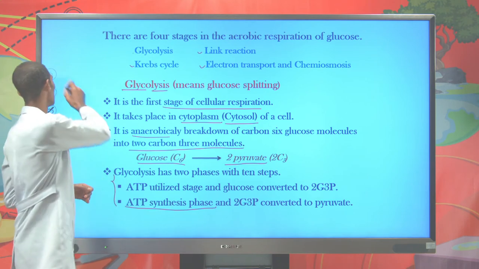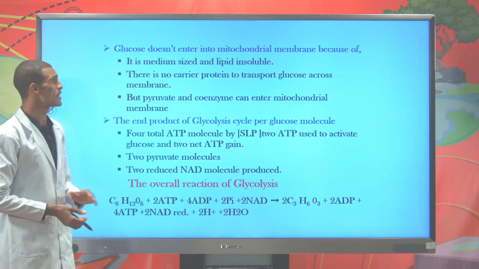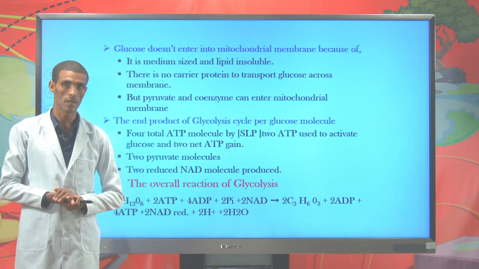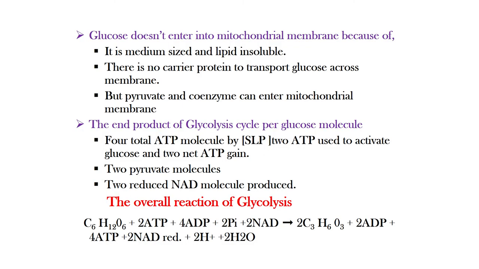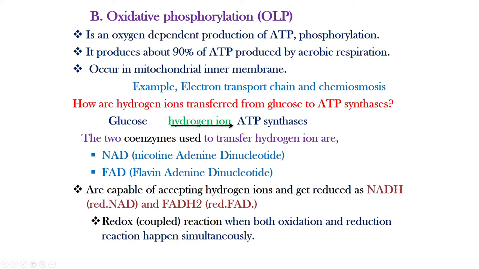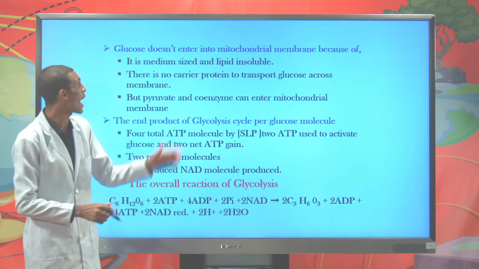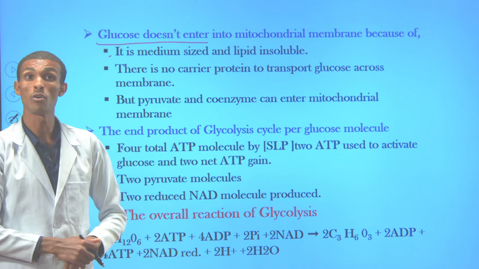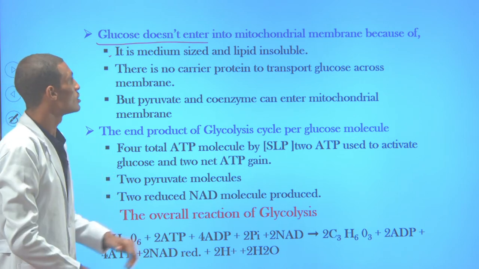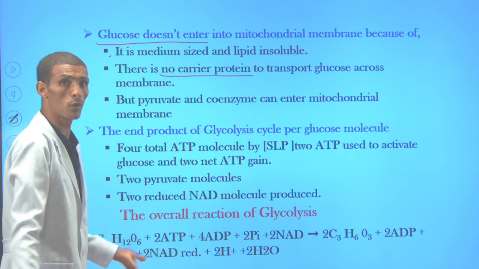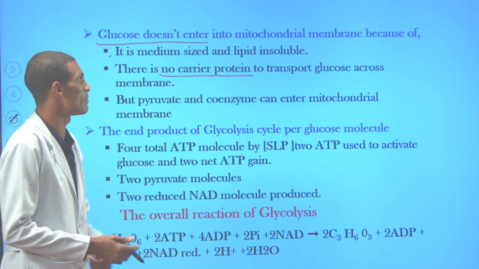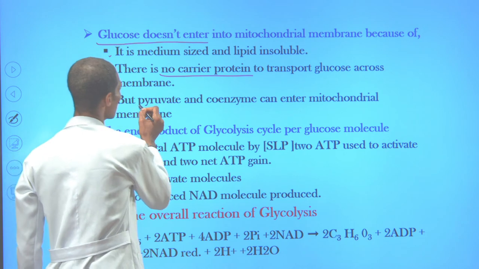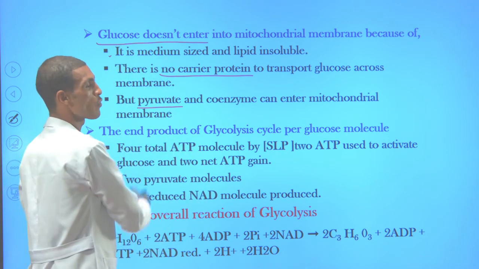Well then, student, here we mean that glucose breaks down into pyruvate because glucose cannot pass through the mitochondrial membrane. The only molecules that enter or pass through the mitochondrial membrane are the products of glucose plus the coenzymes that are going to transfer hydrogen to the next stage in a reduction manner. Glucose cannot pass through the mitochondrial membrane because, one, it is medium-sized and not lipid-soluble. Two, there is no carrier protein, either channel or transporter protein, to transport glucose across the membrane. Thirdly, the only molecules that pass through the mitochondrial membrane from glycolysis are pyruvate and the coenzymes.